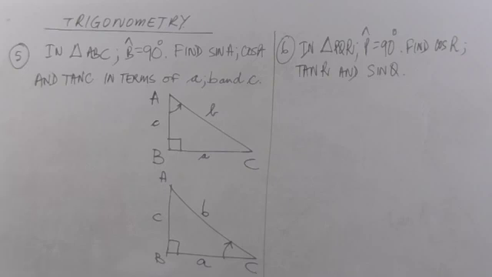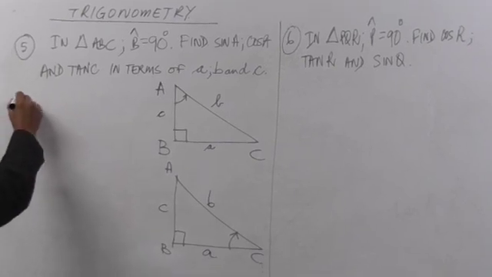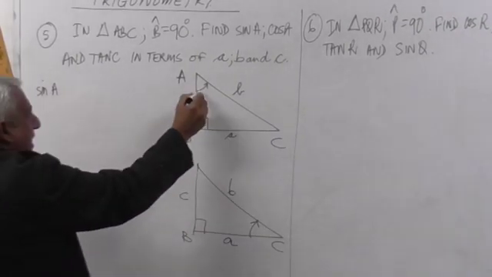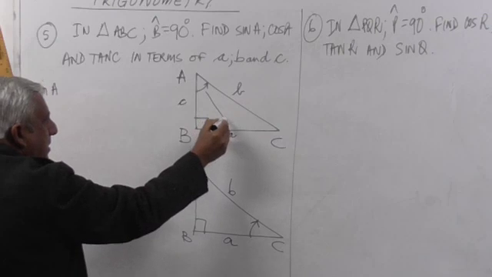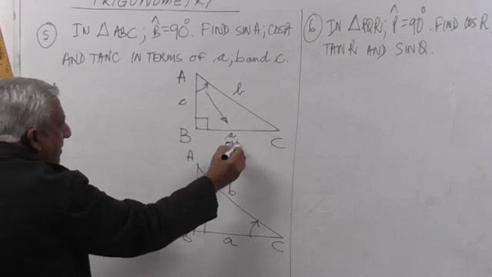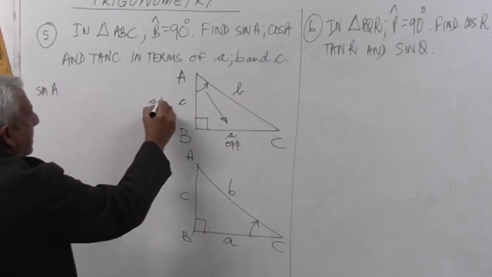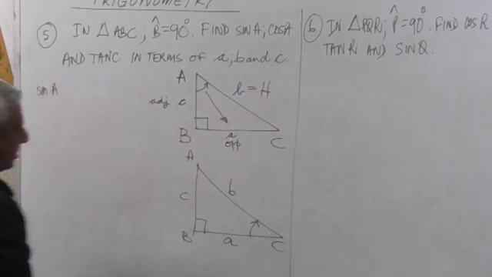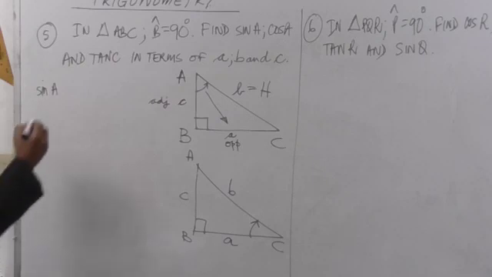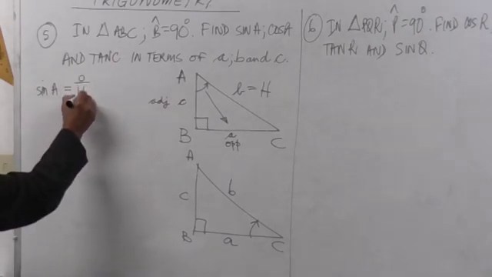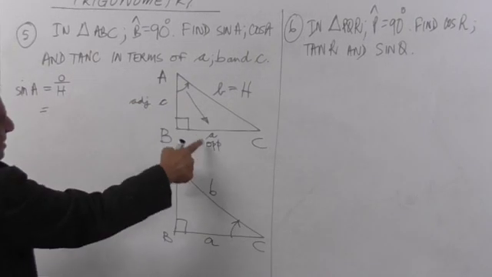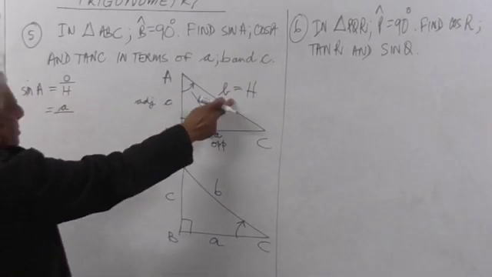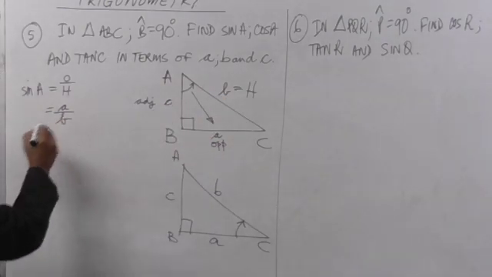Right, you want sine A. Sine A, that means we're looking at this diagram. Now if we're looking at sine A, then this is the opposite side. This is the adjacent side. And that is the hypotenuse. So sine of A is equal to opposite over hypotenuse. The opposite side is small letter A. And the hypotenuse is small letter B.